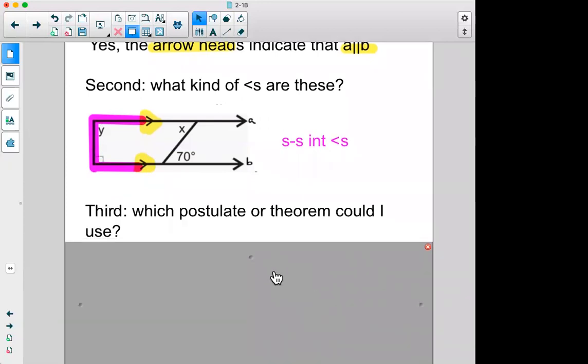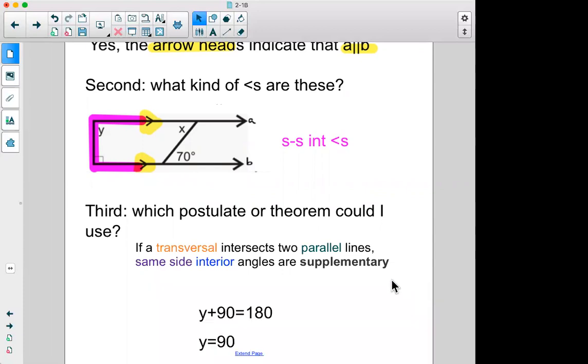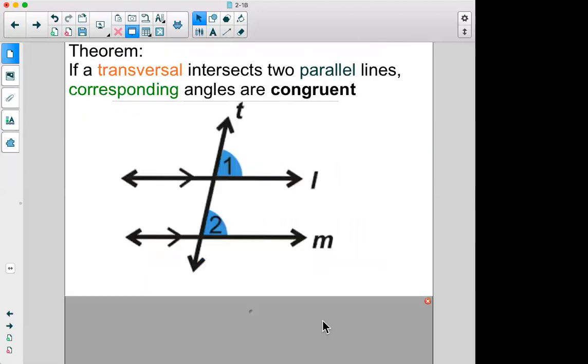We have parallel lines and same side interior angles, so we'll use the first one we talked about today. If a transversal intersects two parallel lines, same side interior angles are supplementary. And supplementary means they add up to 180. So y plus 90, because the little box things means 90, equals 180, and we solve for y.